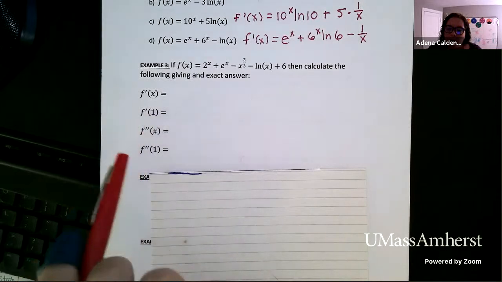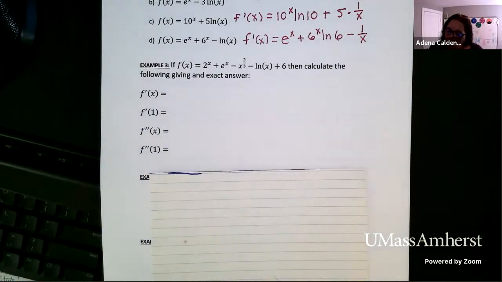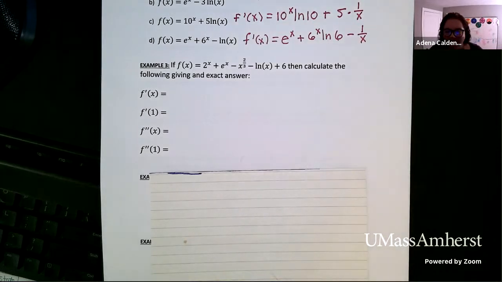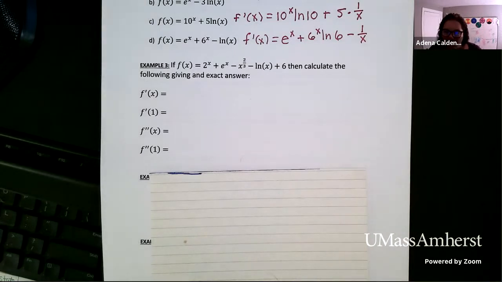When you plug in a 1 into the first or second derivative, we are still looking for what's called an exact answer, which means you should only simplify things if it does not change from an exact answer to an irrational number. What does that mean? If you have e to the 1, you're going to leave it as e to the 1, because if you change it to a decimal, it becomes an approximation and it's no longer exact. However, if you have something like 1 plus 4, you can simplify that to 5 because that doesn't change the value, right? It's still exact.